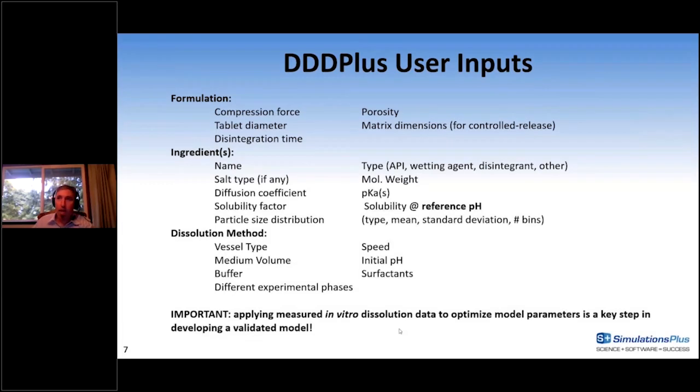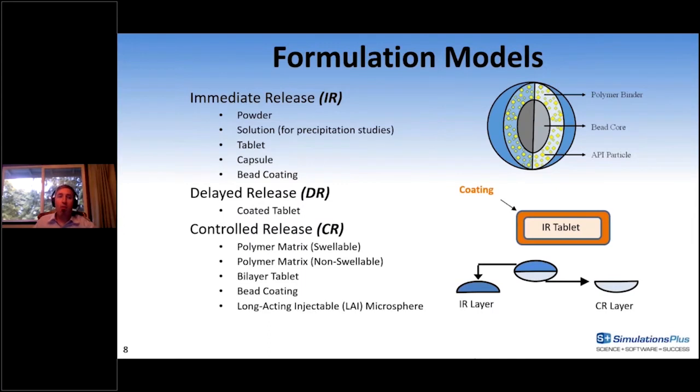The formulation models I mentioned for immediate release: we have IR powders, we have solutions for precipitation studies, we have tablet models, capsules, and bead coated, so IR bead coating. We have a delayed release formulation for a pH triggered coating around a tablet. We have a controlled release model for polymer matrix, swellable and non-swellable. These would be for typical matrix tablets. Bilayer tablet for the combination of an IR tablet and a CR matrix tablet. We have CR bead coating, and then we have a long-acting injectable microsphere model.